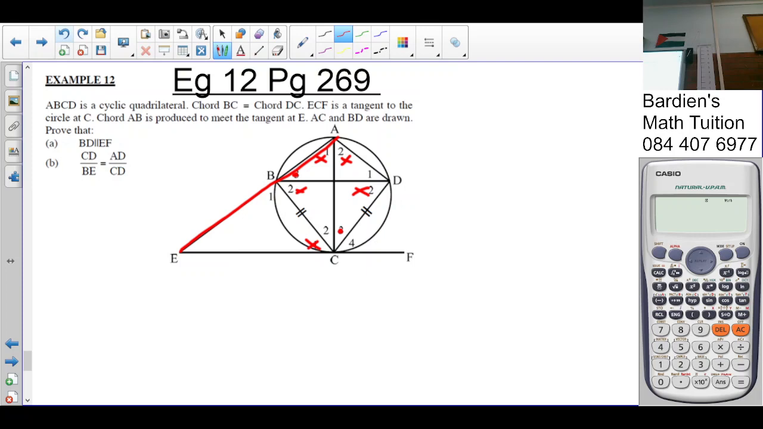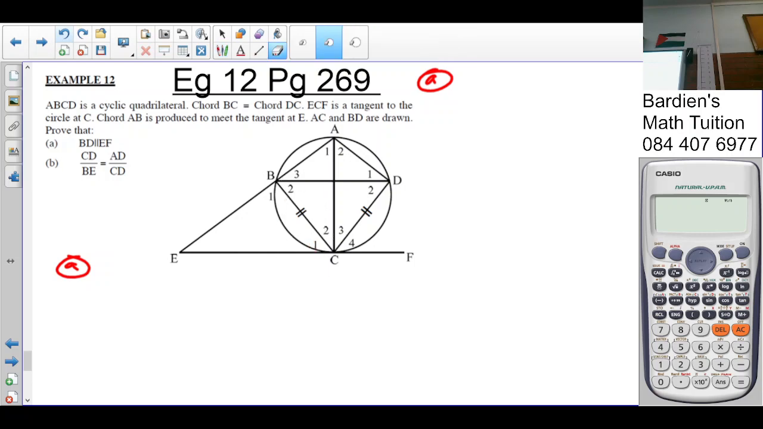But there they're asking us to prove what we already discovered without even looking at the question. The question says prove that BD is parallel to EF. You've done the job already. Right, so let's just put it in context. They want us to prove that BD is parallel to EF, so we're going to prove that B2 is equal to C1.